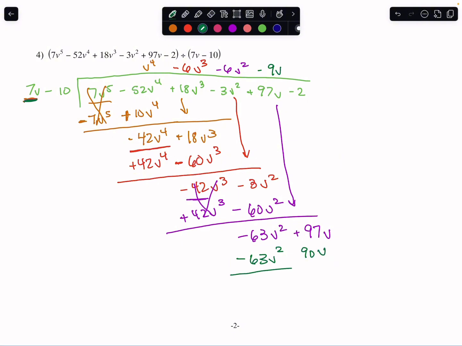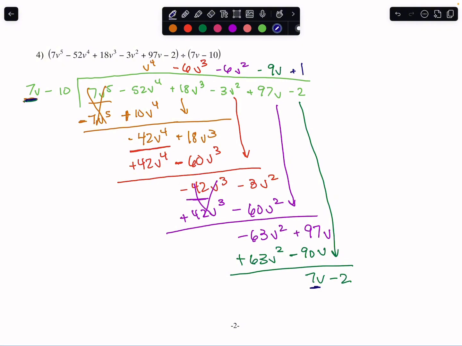Drop the negative 2. Okay. 7v times, and then the last thing we're going to end up with, this 7v is going to be a positive 1 because 7v goes into 7v one time. So 1 times 7v is that 7v. 1 times that negative 10 is negative 10. Change the sign. Negative 2 plus 10 is going to be a positive 8.